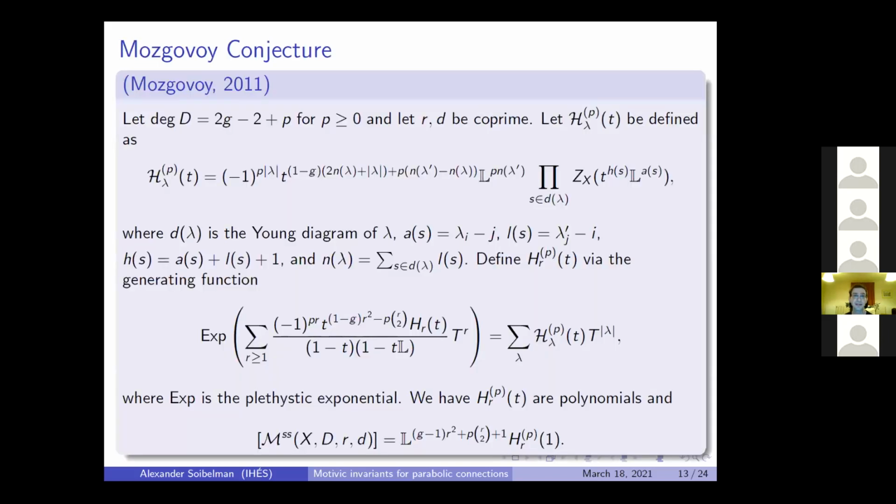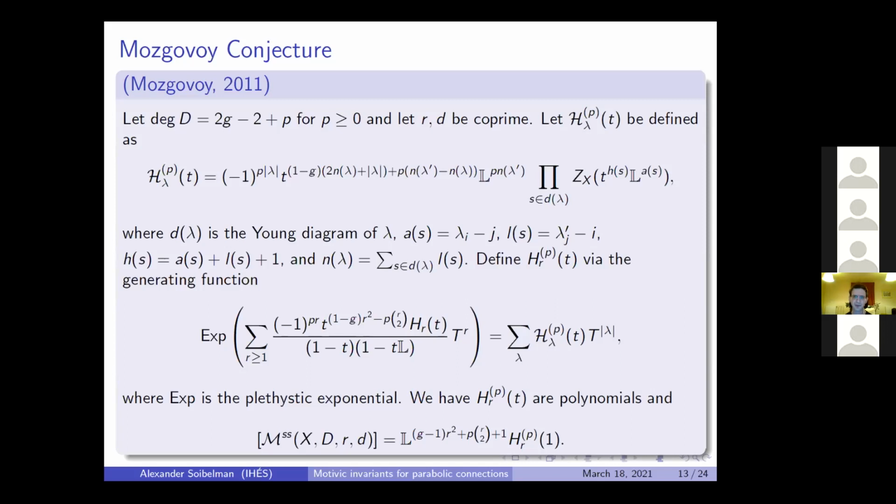And so this is done in the case where the divisor D has degree at least 2g minus 2, where g is the genus, and where the rank and degree are coprime, meaning that the stable and semi-stable objects coincide. So this is given in terms of some generating functions. There's an intermediate generating function, script H_{λ,p}(t), which is written in terms of the Kapranov zeta function Z_X. And so this is written like this.